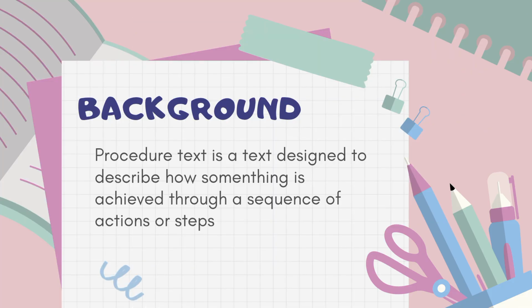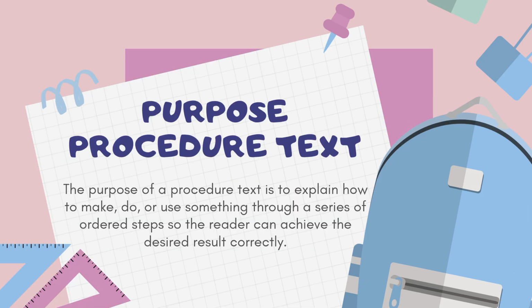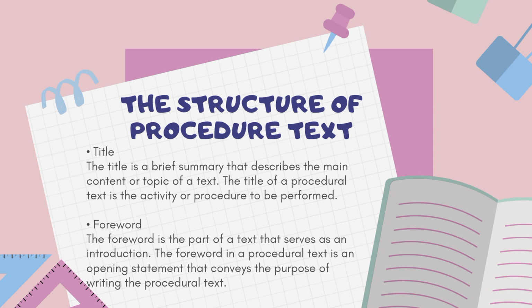Procedure text is a text designed to describe how something occurs, a sequence, action, or step. So the next, the purpose of procedure text. The purpose of procedure text is to explain how to make, do, or use something through a series of ordered steps so the reader can achieve the desired result correctly. And the next, the structure of procedure text.